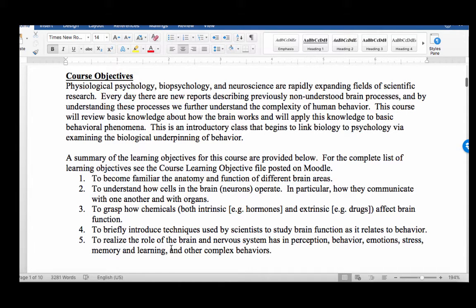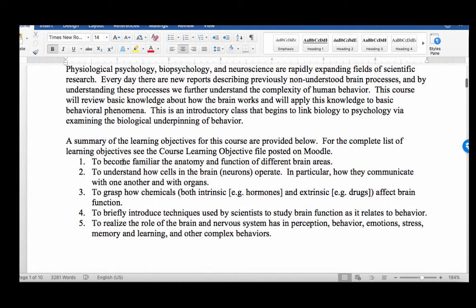I'll have you read through this at your leisure, but overall, the goals of this course are to become familiar with the anatomy and function of different brain areas, to understand how cells in the brain, specifically neurons, operate, in particular how they communicate with one another and with organs, to grasp how chemicals, both intrinsic such as hormones and extrinsic such as drugs, affect brain and function, to briefly introduce techniques used by scientists to study brain function as it relates to behavior, and finally, to realize the role the brain and nervous system have in perception, behavior, emotion, stress, memory, learning, and other complex behaviors.